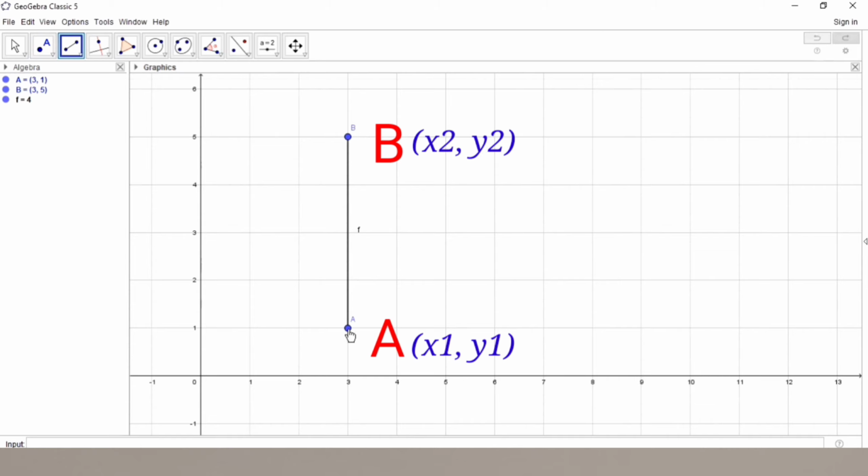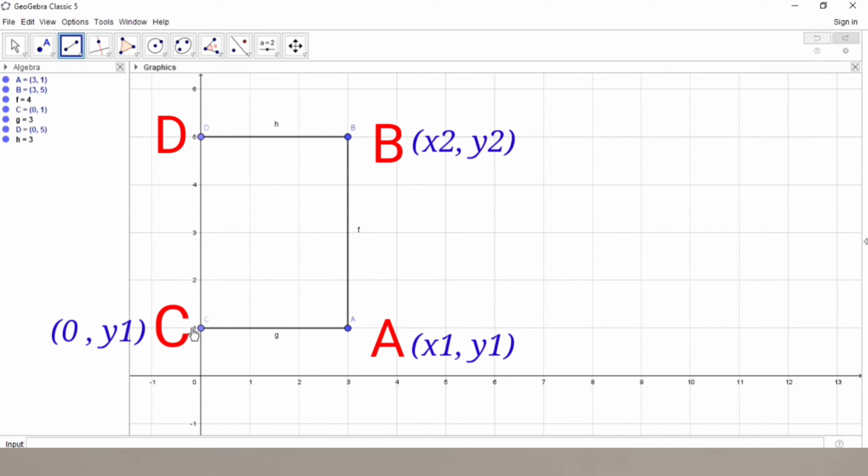And now if we draw a perpendicular from A to y-axis, similarly, if we draw a perpendicular from B to y-axis, so here we get a segment AC which is perpendicular to y-axis and segment BD perpendicular to y-axis. Now as we have drawn a perpendicular from point A to C, its y-coordinate must be same. That is, y-coordinate of A is y1. That's why y-coordinate of C must be also y1. And as point C is on the y-axis, its x-coordinate must be 0. So the coordinates of point C are 0, y1.